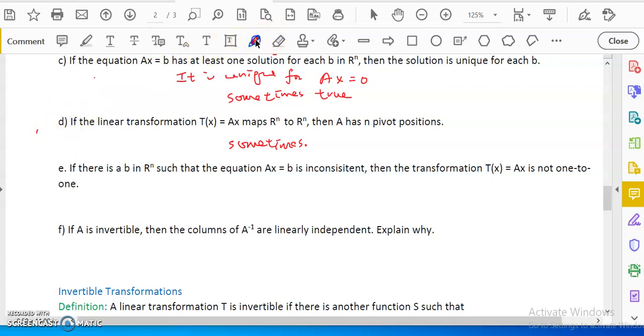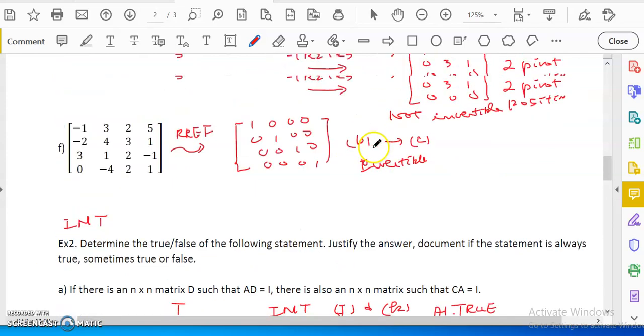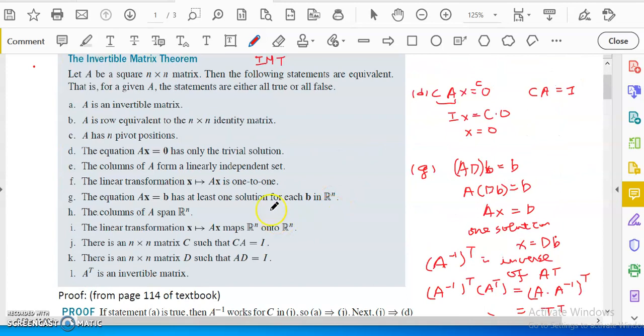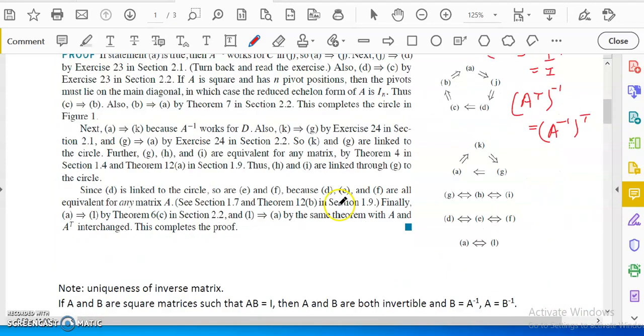Okay, we're going to continue using the Invertible Matrix Theorem to draw some conclusions. So E: if there is a b in R^n such that the equation Ax = b is inconsistent, that means you cannot find at least one solution to Ax = b, then the transformation is not one-to-one, which is true, right? This is just the opposite of the fact that Ax = b has at least one solution for each b, and then it would become one-to-one. So if one of them is not true, then they're not true.